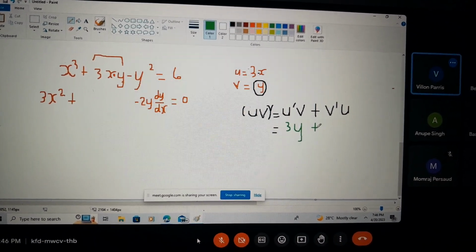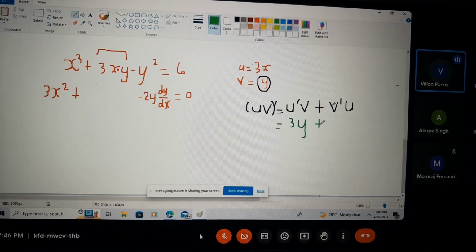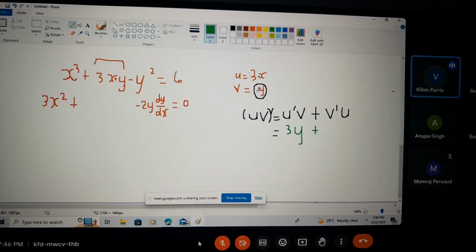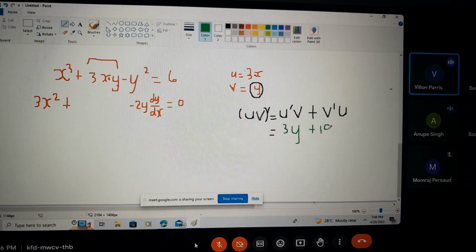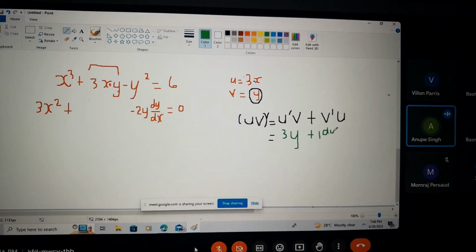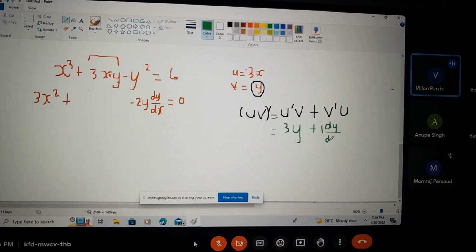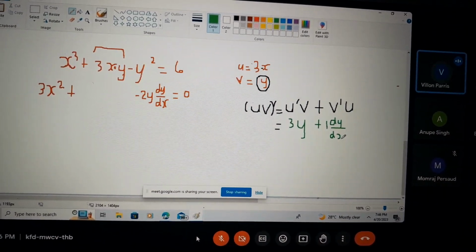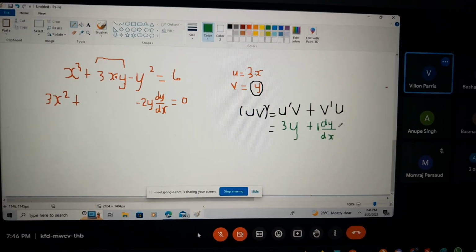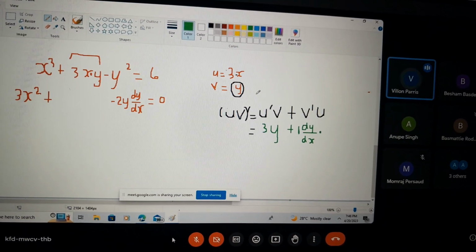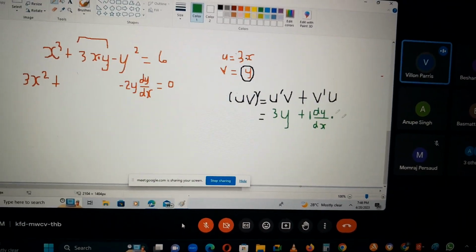Good. Now we go to v prime. It means I differentiate v. When we differentiate y, we get 1, but I need to put back dy/dx. Whenever you differentiate y, you need to put back dy/dx. Right? Times our u function, which is just 3x.